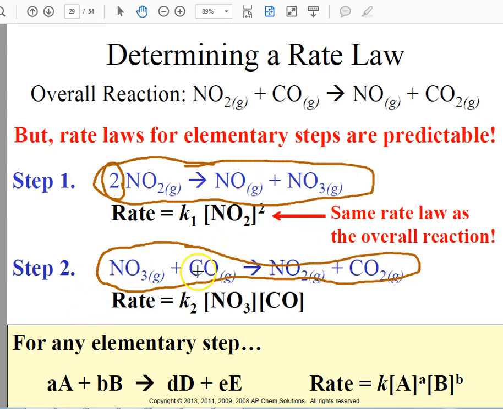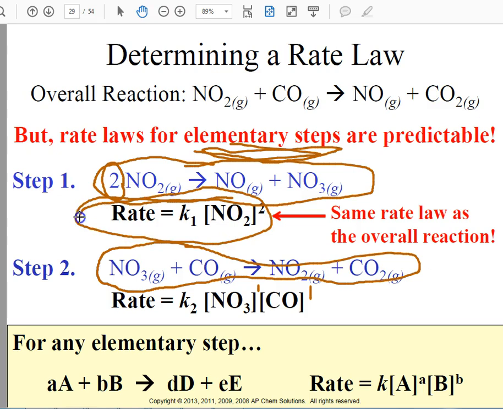And the rate for the second one can be predicted to be rate equals k NO3 to the first, CO to the first, because both of those are involved once in that step. Okay, so we cannot predict a rate law from a balanced equation. However, if we have elementary steps, then the rate laws for those steps are predictable. Now, if we look back at what we saw as the rate law on the previous slide, the rate law was the exact same as this first step. So that tells us something about that step compared to the second, and we'll talk about what that means. So for any elementary step, not a balanced equation, an elementary step, you can use the coefficients as your order.